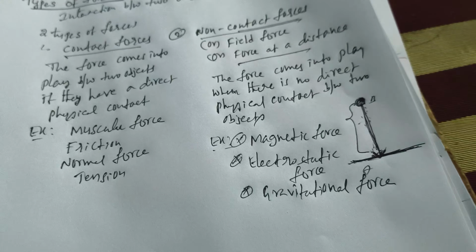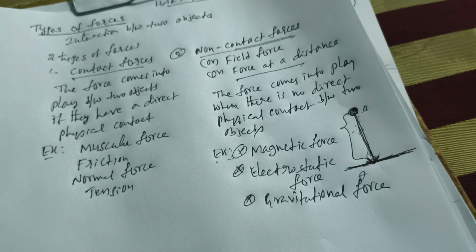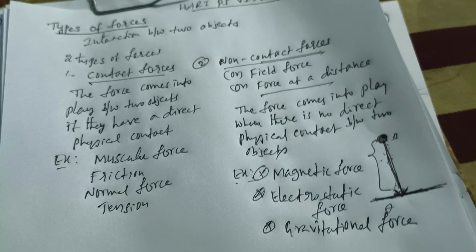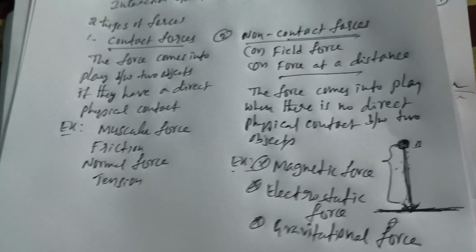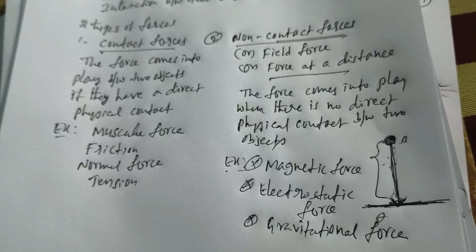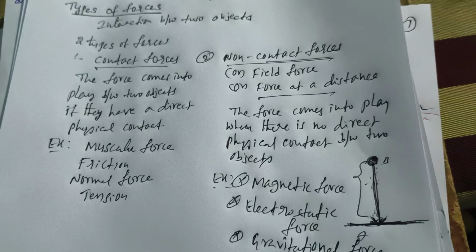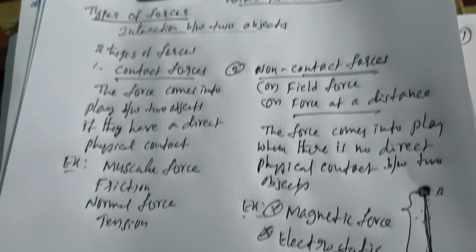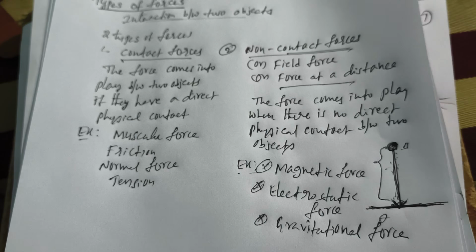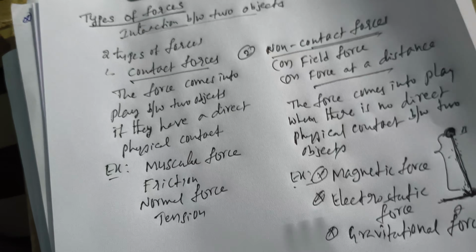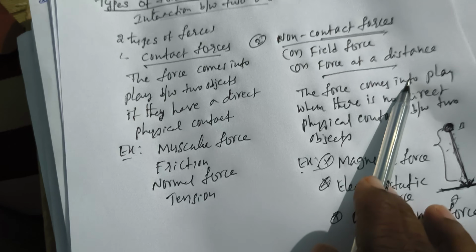So based on the interaction between the two objects, there are two types of forces that exist. One is contact force, and the other one is non-contact force. Here interaction means not only contact between the two objects; even without contact, forces exist. Contact forces, non-contact forces, right?